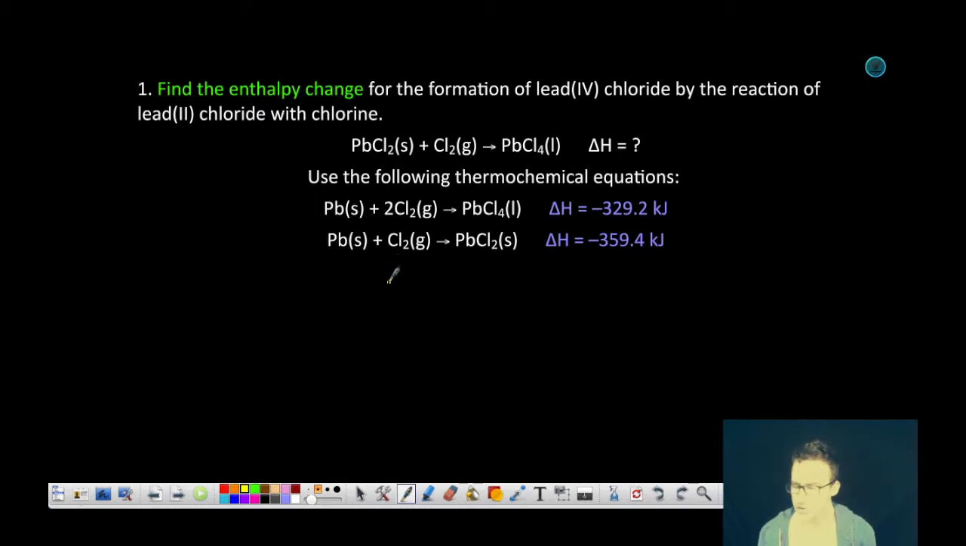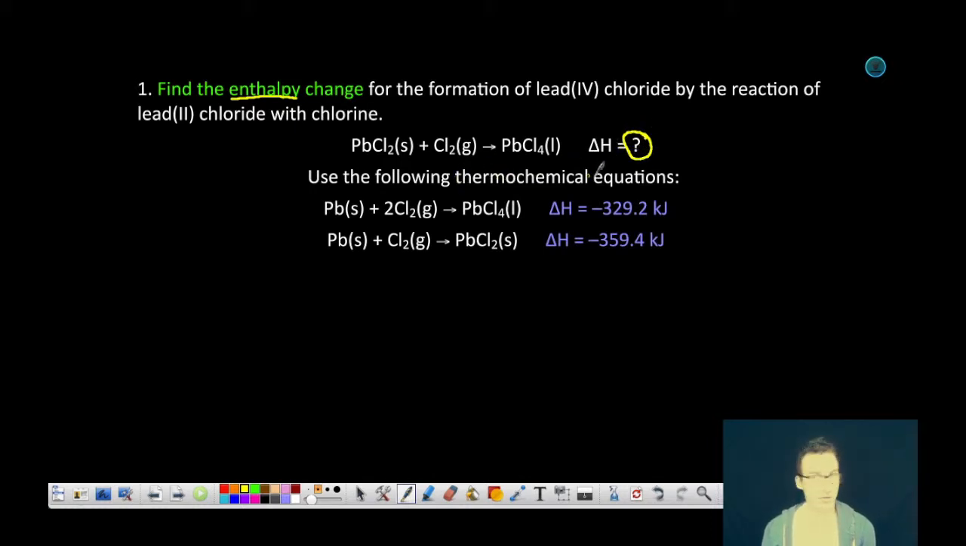All right, so let's work through a couple thrilling problems to help us better understand Hess's law and how it works as a state function. First, we're asked to find the enthalpy change for the formation of lead-4 chloride by the reaction of lead-2 chloride with chlorine provided to us here. I wonder what the enthalpy change could be.